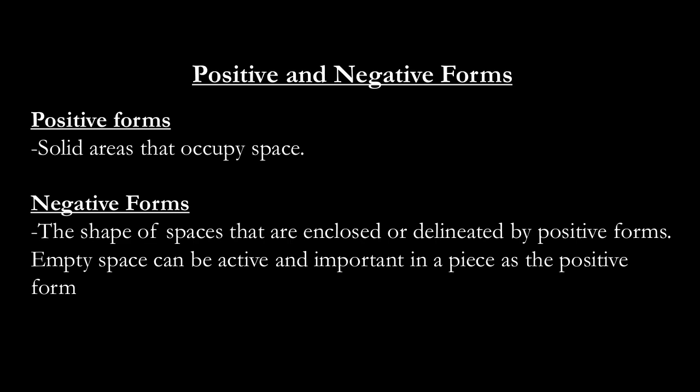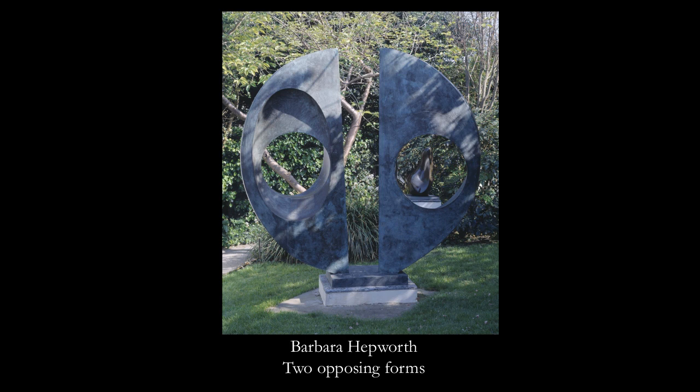Again, what does that mean? Physical presence of an object is the easiest way to think about it. We'll show that in a second. And negative forms is the shape of space that is enclosed or delineated by positive forms. An easy way of thinking of it is the empty space that can be active and important in a piece as the positive form. All right, so let's break this down a little more if you're a little bit confused.